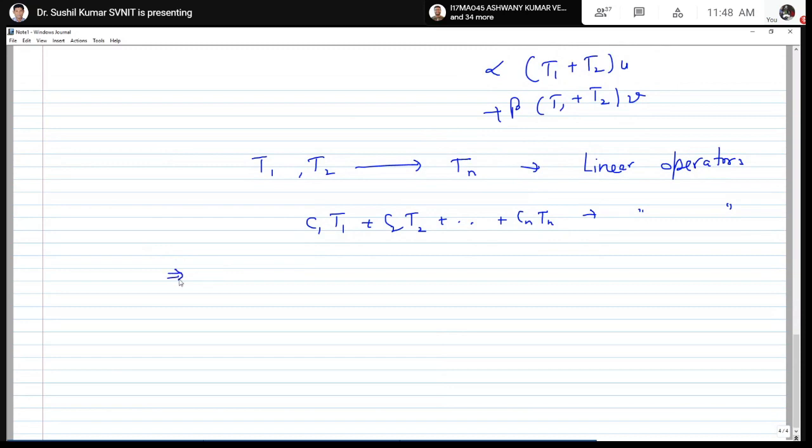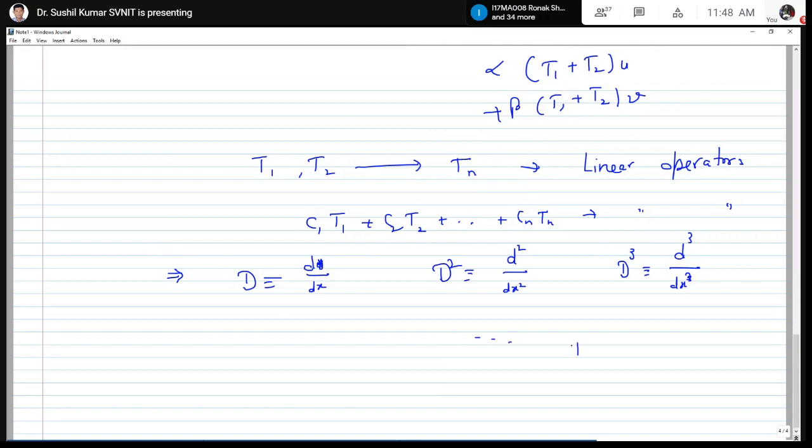Now, your D is d over dx. Okay. D square is also an operator. It is d2 over dx square, and D cube is d cube over dx cube. Okay, so all these are operators.